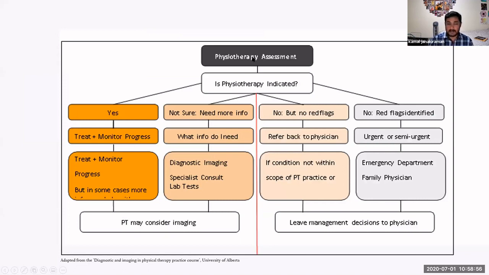Okay. So physiotherapy assessment you do. First, whether the physiotherapy is indicated. If yes, you treat and monitor progress. In some cases, you may need more clarification, then you can consider imaging. Sometimes physiotherapy is indicated, you're not sure. You need some info. It could be imaging or lab test or something, then you may consider imaging. Sometimes the physiotherapy is not indicated and there are no red flags. Then you can refer back to the physician. If the condition is not within the scope of physiotherapy practice, then you should leave the management decision to the physician.